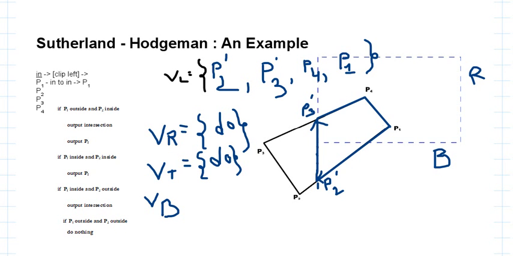Now let me do this with the yellow line. If you look at the line P1 to P2 dash, P1, that means the starting point, is inside and the end point P2 dash is outside. So the output will be your intersection point, this one. Say this point is P2 double dash, and you need to include it into the vertex set.